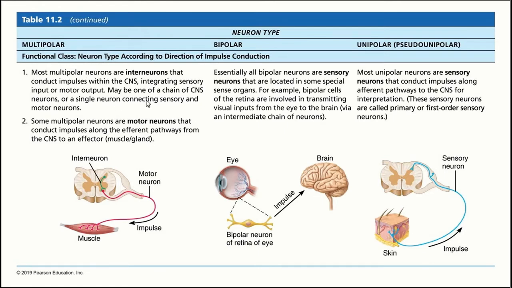So most of the multipolar neurons function as interneurons or integration neurons, and some of these multipolar neurons function as motor neurons. That is, their somas and dendrites are found within the central nervous system, and they send a very long axon out to make synapses or junctions with effectors, that is, muscles and glands. And so some but not all of these multipolar neurons function as motor neurons that convey impulses or action potentials out of the central nervous system to effectors such as skeletal muscle, cardiac muscle, smooth muscle, or glands. Okay, so those are the multipolar neurons.